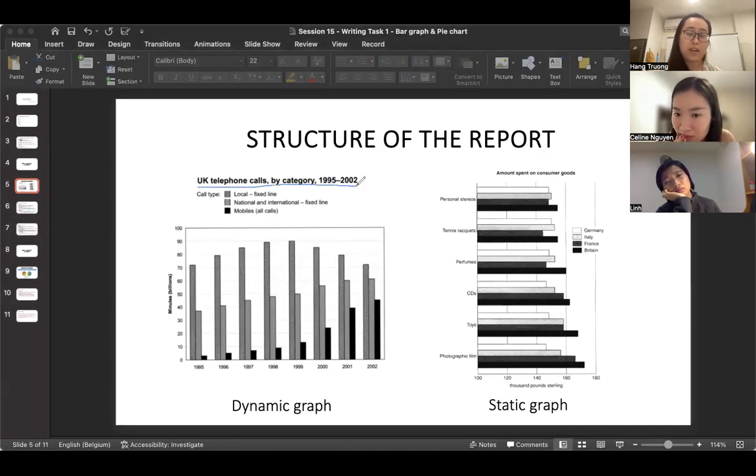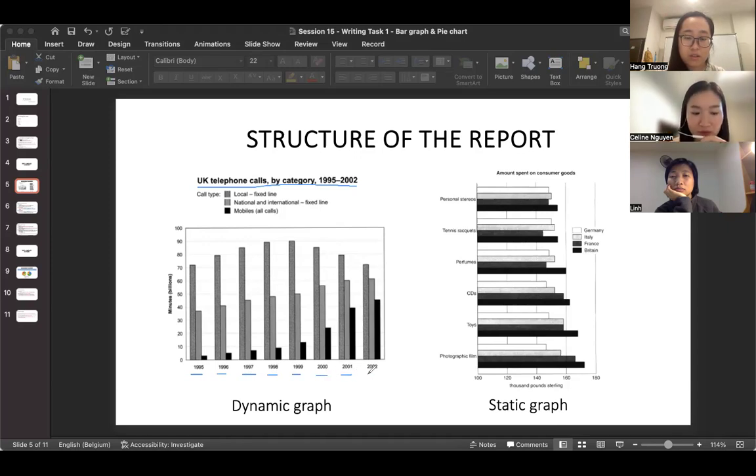So you can look at the title or the headline of the paragraph here. They report the number of telephone calls in the UK, right? From the year 1995, which is my birth year, by the way, until 2002. So this is the x-axis, and then this is the y-axis. They show more clearly what the years are, from 1995 until 2002.